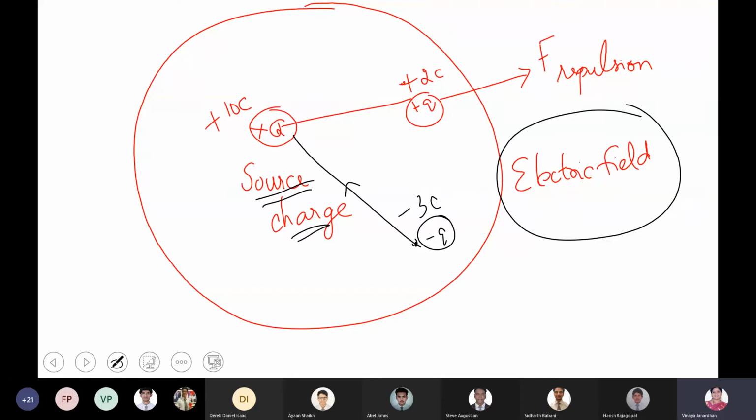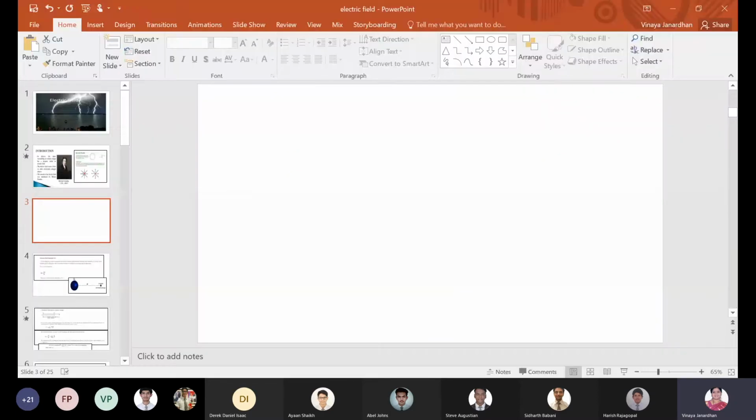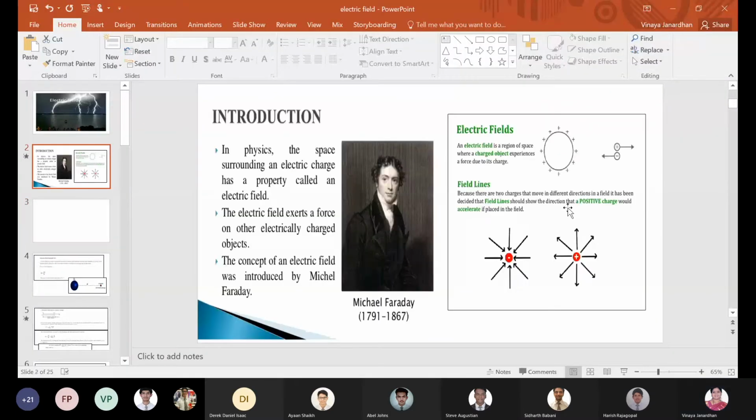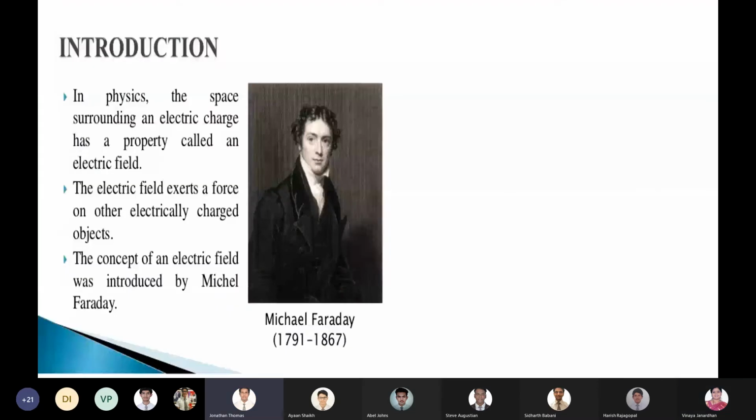Is that clear, boys? 12B? Yes, ma'am. Okay. Please write the statement, boys. Ma'am, are these fields infinite, or do they end? No, boys, it is not infinite. It depends upon the magnitude of the charge created here. Okay, just write, boys. I'll give you the statement.